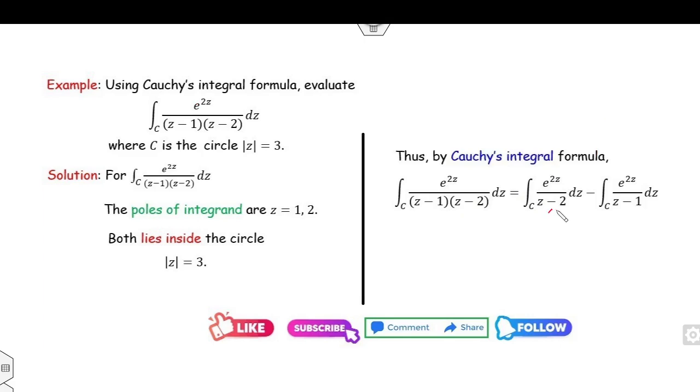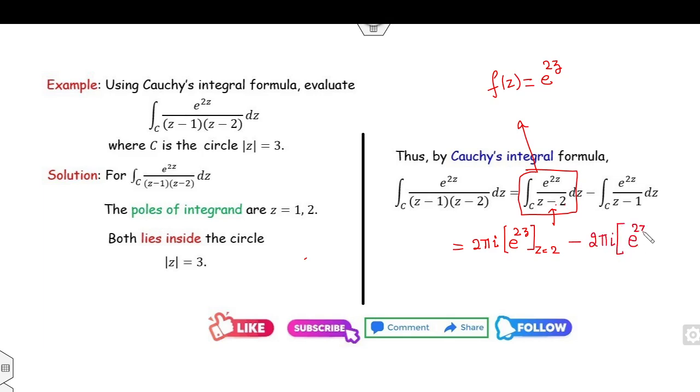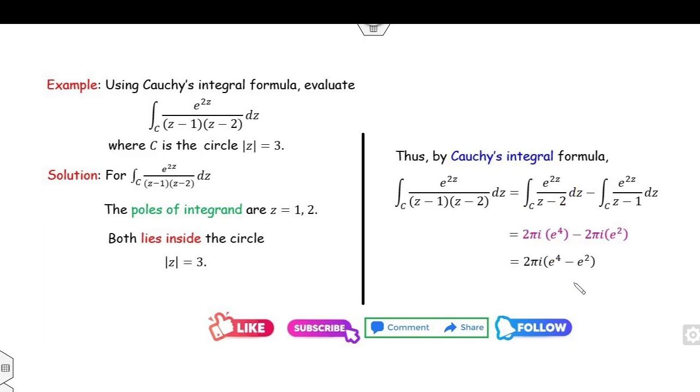Now for this case, z is equal to 2 lies inside. So the answer is 2 pi iota. For this case, what is your f of z? In this case, f of z is e raised to power 2z, at the point z is equal to 2. Similarly, for the other case, 2 pi iota e raised to power 2z, the pole is 1. So the answer is 2 pi iota, a common factor, e raised to power 4 minus e raised to power 2. This is the right answer. This is the first method.